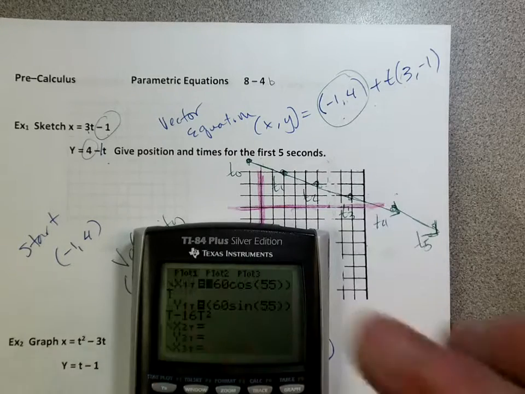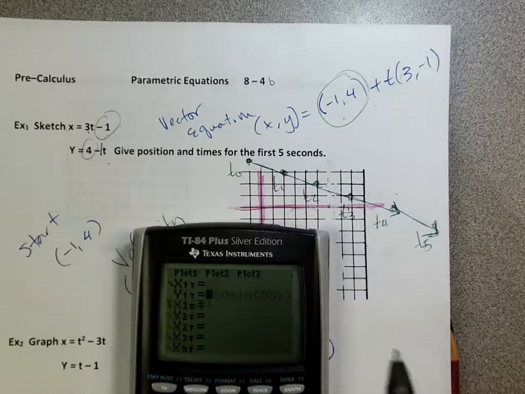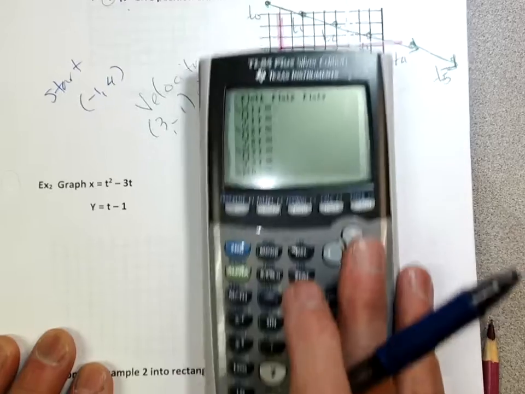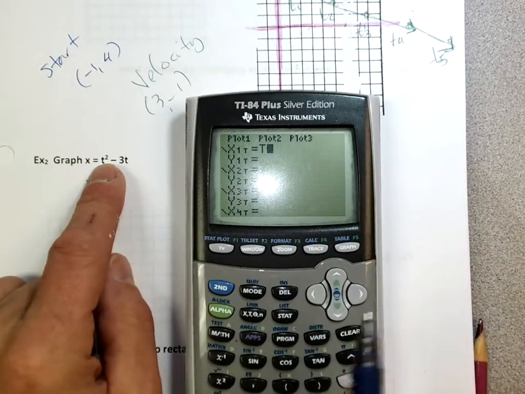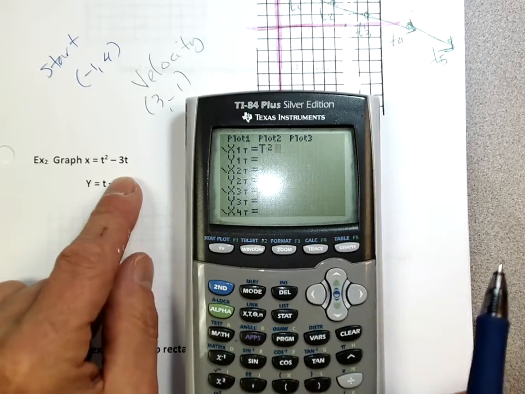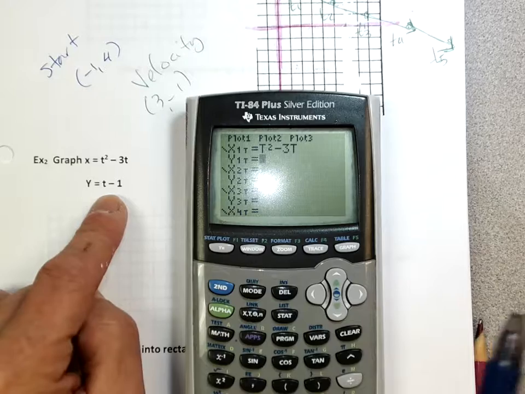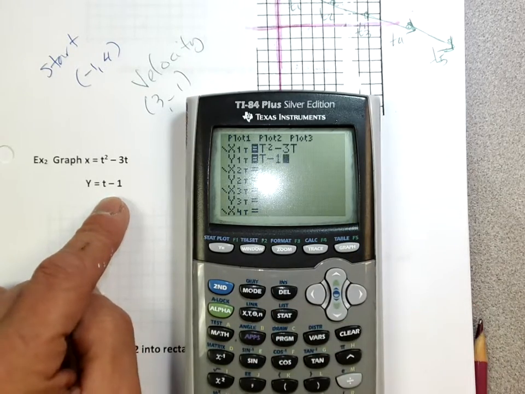I go to my y equals, clear that old problem out, and let's type it in. We're going to type in t squared minus 3t, and I'll type in t subtract 1. And I'll wait for you.